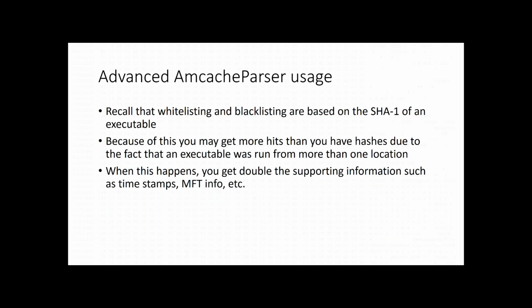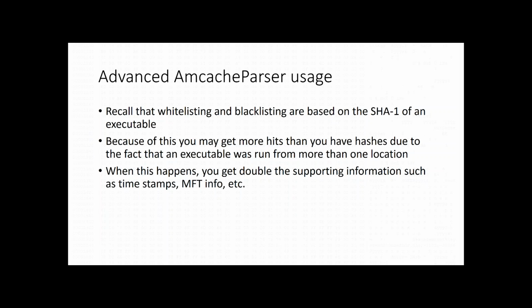But if things are running from different places, it might have the same SHA, but it could have a completely different path. And so because of that, if I have 100 SHAs in my blacklist, I might only see 80 or 140. It's not going to match every time because of the paths, right?